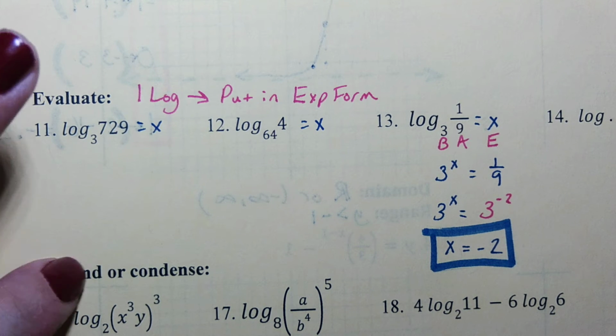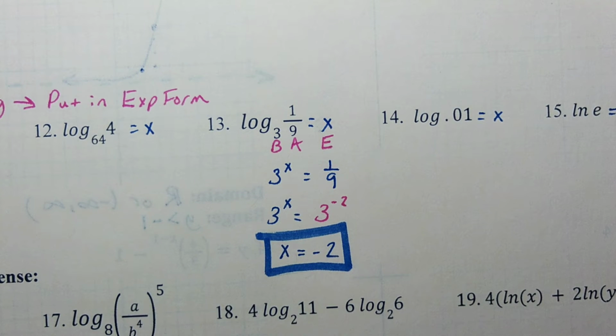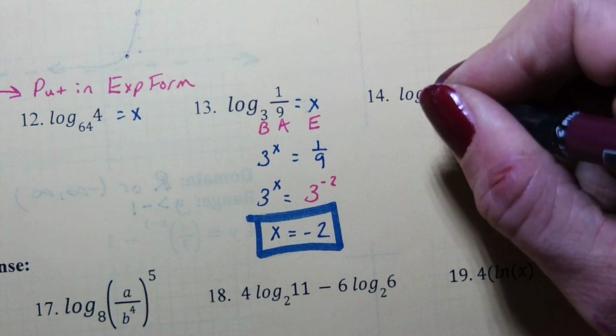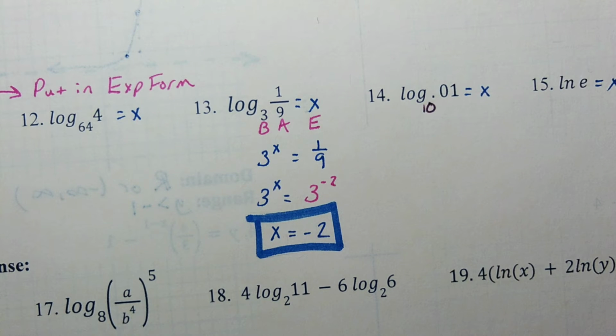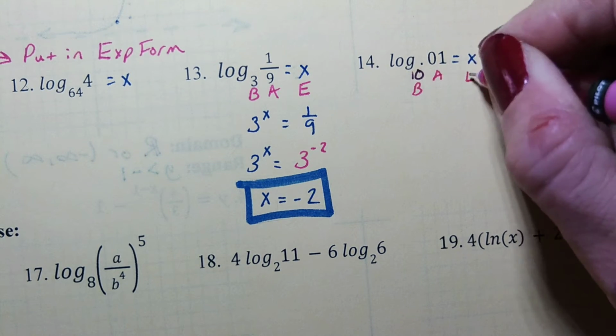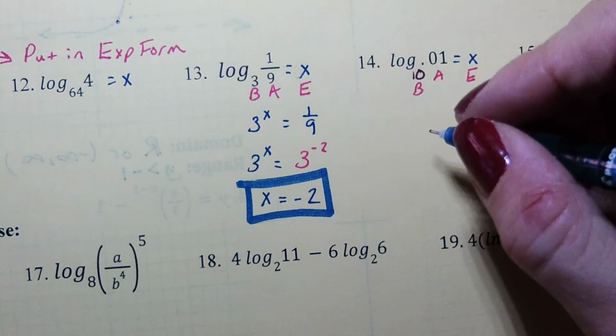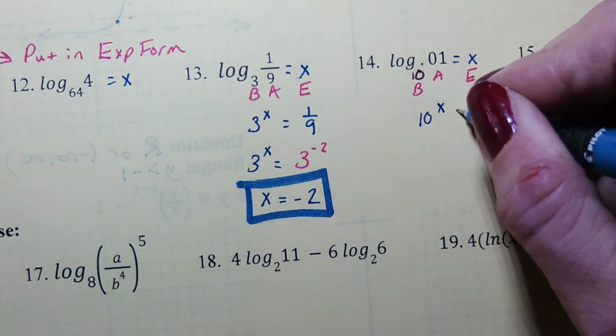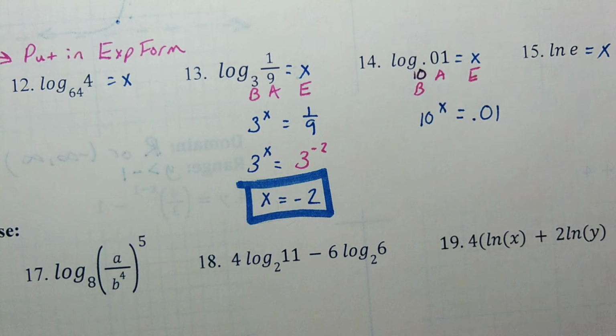Folks, let's go ahead and take a look at number 14. We see one log, big animal ears. What's our big on this problem? It's 10. Don't forget that with common log, when you don't have a base explicitly written, it is automatically base 10. So now 10 is our big, 0.01 is our animal, x is our ears. So 10 to the x equals 0.01.